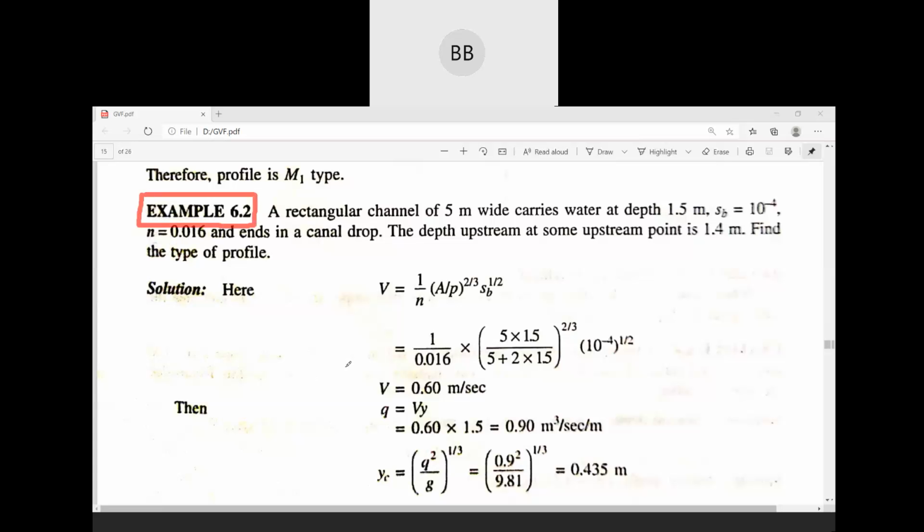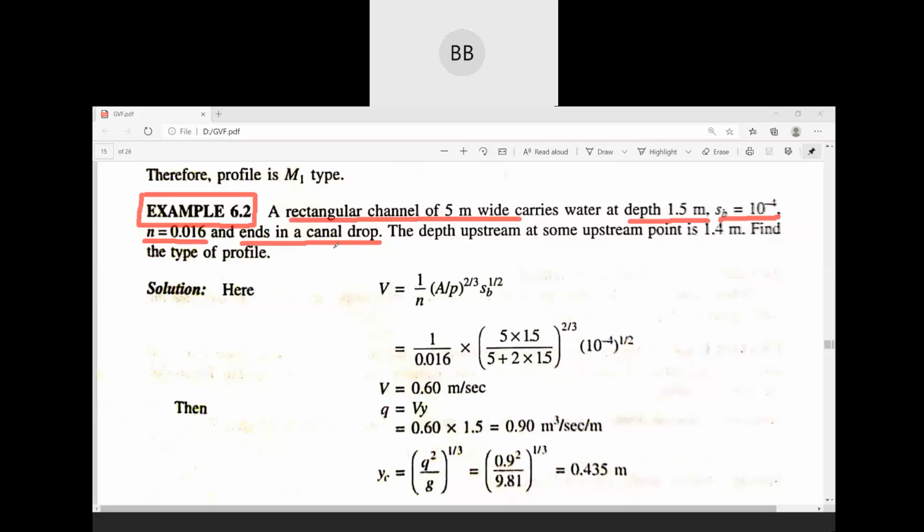Okay. So, here a rectangular channel is given, 5 meter wide, carries water at a depth of 1.5 meter. So depth of flow is 1.5 meter. Bed slope is also given, it's 10 to the power minus 4, and Manning's roughness coefficient n is also given, that is 0.016. And it says the channel ends in a canal drop.